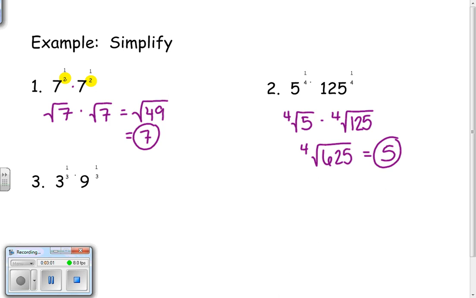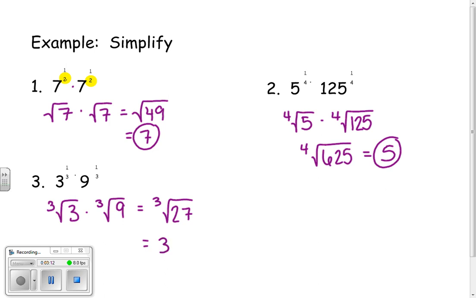In number 3, because those 3's in the air match, I'm going to make this the cubed root of 3 times the cubed root of 9. Because the index matches, I can make that the cubed root of 27, which is just 3.